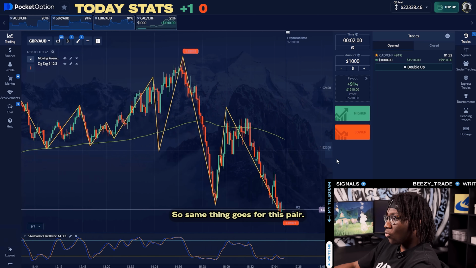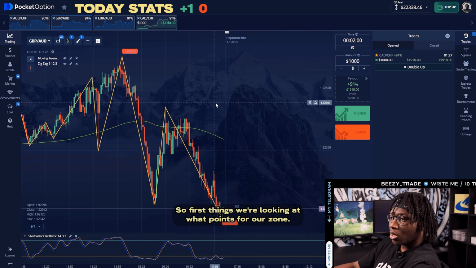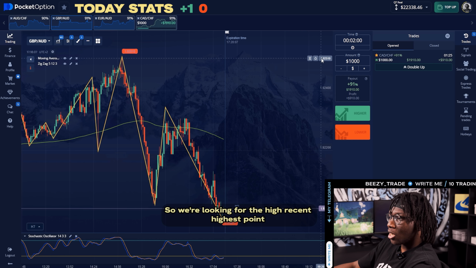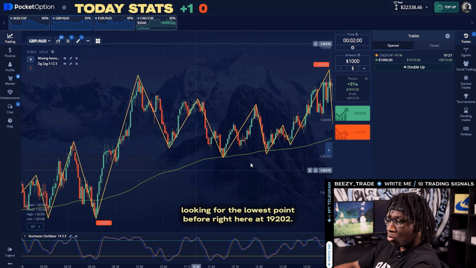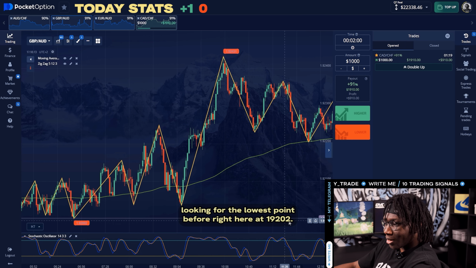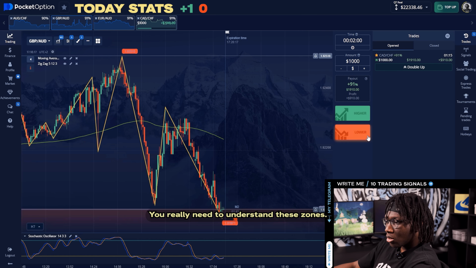So same thing goes for this pair. First things first, we're looking at what our points are, what our zones are. So we're looking for the recent highest point, and the lowest point before, right here at 19202. You really need to understand these zones.